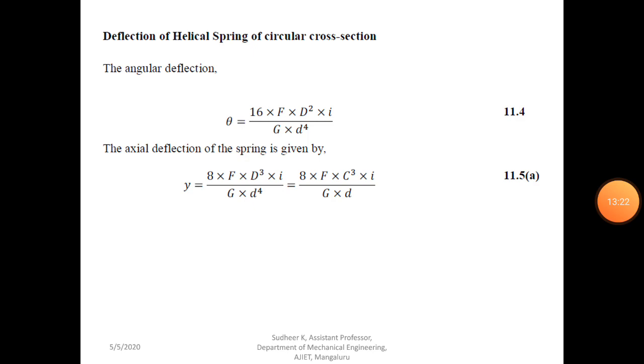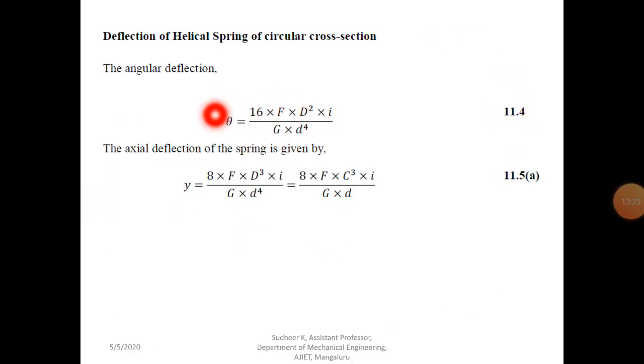Now coming to the deflection of the spring. Deflection of a spring of circular cross section, that is the angular deflection, is given by theta. So how to calculate this theta? With the help of the torsion equation, T by J is equal to G theta by L. With the help of the general torsion equation, you can find the value of theta.